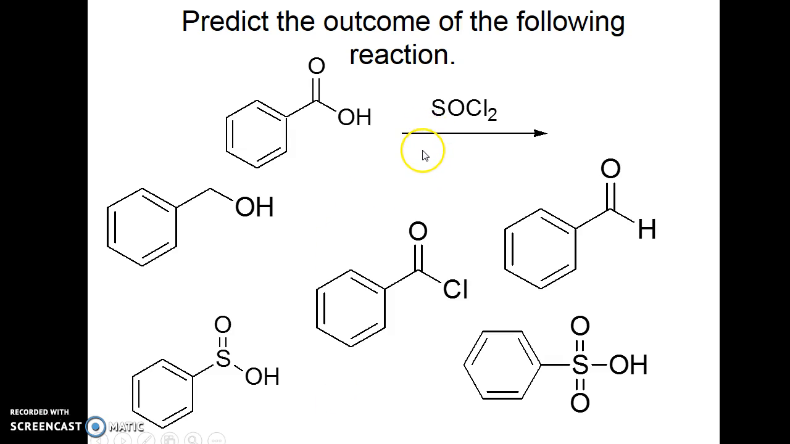Predict the outcome of the following reaction. Well, an acid with thionyl chloride is going to give us the acid chloride. So that is the correct answer.